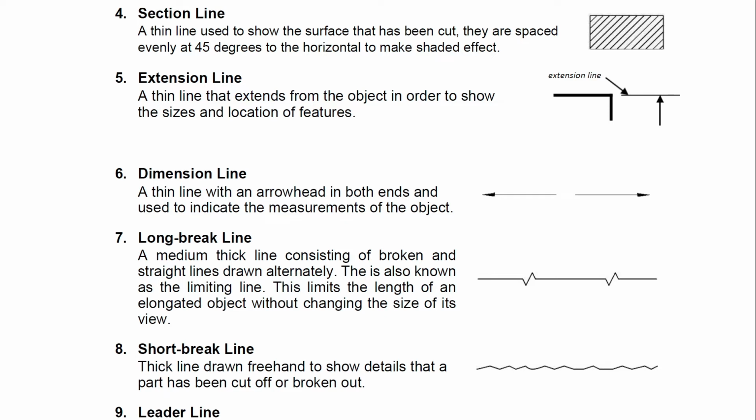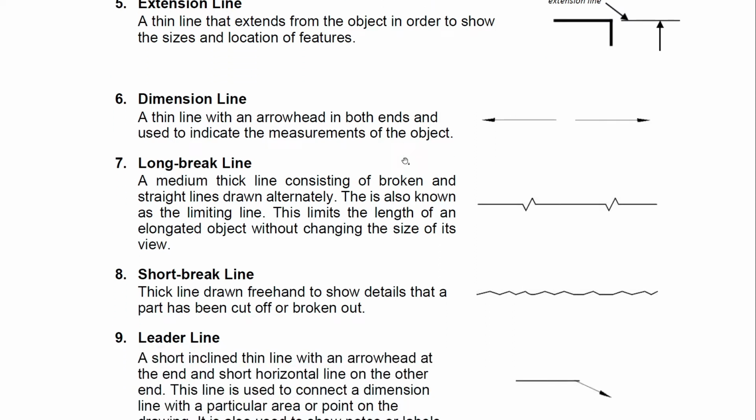Next, we have the number 5, the extension line. It is a thin line that extends from the object in order to show the sizes and location of the feature. So, karaniwan, itong extension line, kadugtong siya ng dimension line. So, pinapakita niya kung hanggang saan yung size ng object na yun. And also the location. Okay?